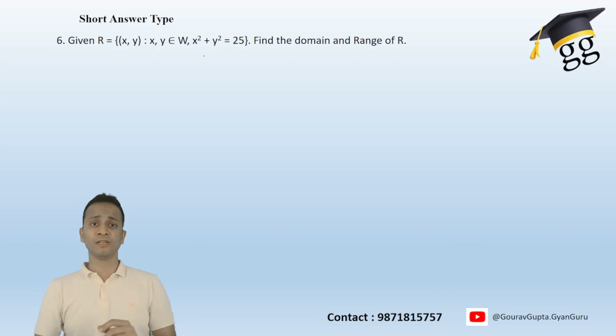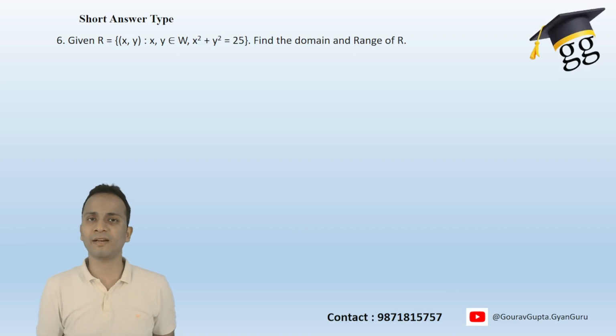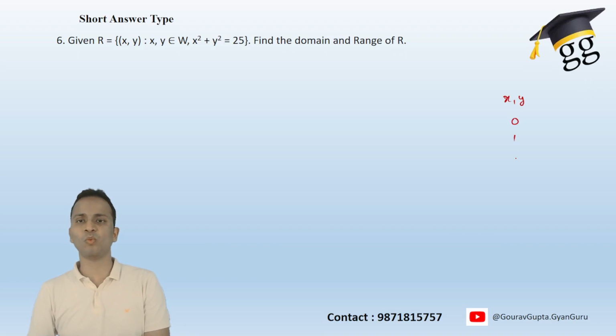Okay, we'll have to find the domain and range of R. So first of all, I'll write this relation R, and then we'll look at the domain and the range. Now, since x and y are whole numbers, the minimum value that they can take can be 0. So I'll write it on the right hand side. The values of x or y can be 0, 1, 2, 3, 4, 5, 6, 7, and so on. The squares of these values, x square or y square, can be 0, 1, 4, 9, 16, 25, 36.